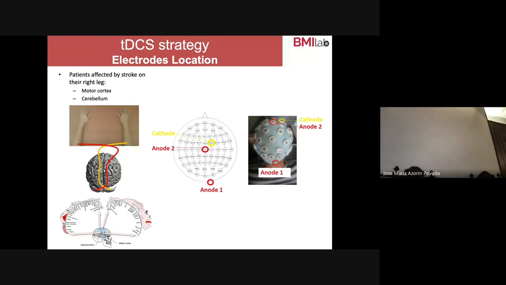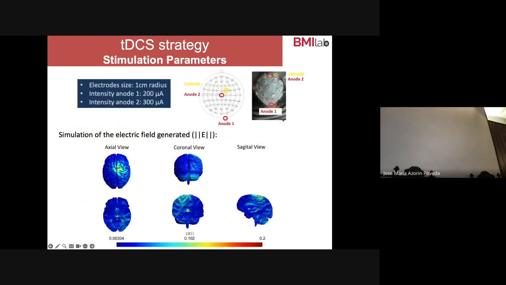So basically, what we did is we put two electrodes to try to stimulate that area. One in order to stimulate the right part of the cerebellum, and the other to try to stimulate just in the middle of both hemispheres. And of course, we need to put at least another electrode in order to recover all the electricity that we have introduced in the brain. So in this case, we put the cathode in this place, sorry.